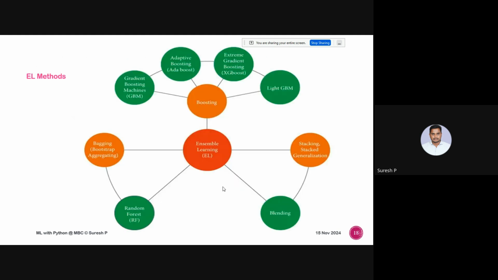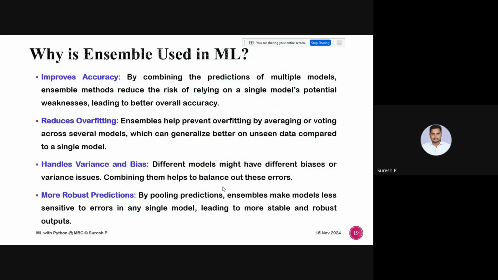This diagram shows the different ensemble methods that are available in machine learning. For boosting, we are having gradient boosting machines, adaptive boosting, XGBoost, and LightGBM, like that. Under the bagging technique, we can have the random forest algorithm, and for stacking, we are having the blending technique. But in the syllabus, we will not cover stacking, and we are having voting. The voting technique will be adopted.